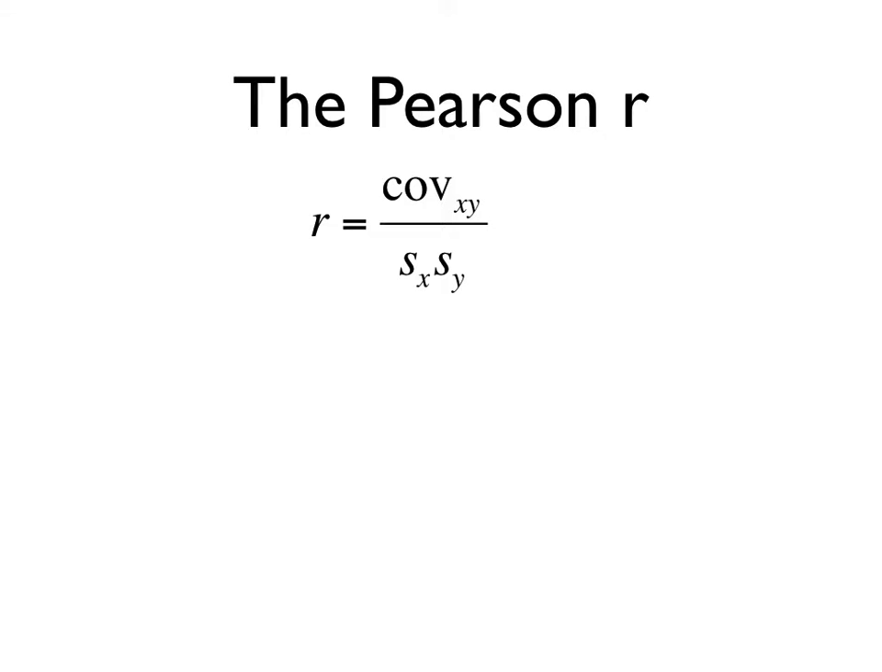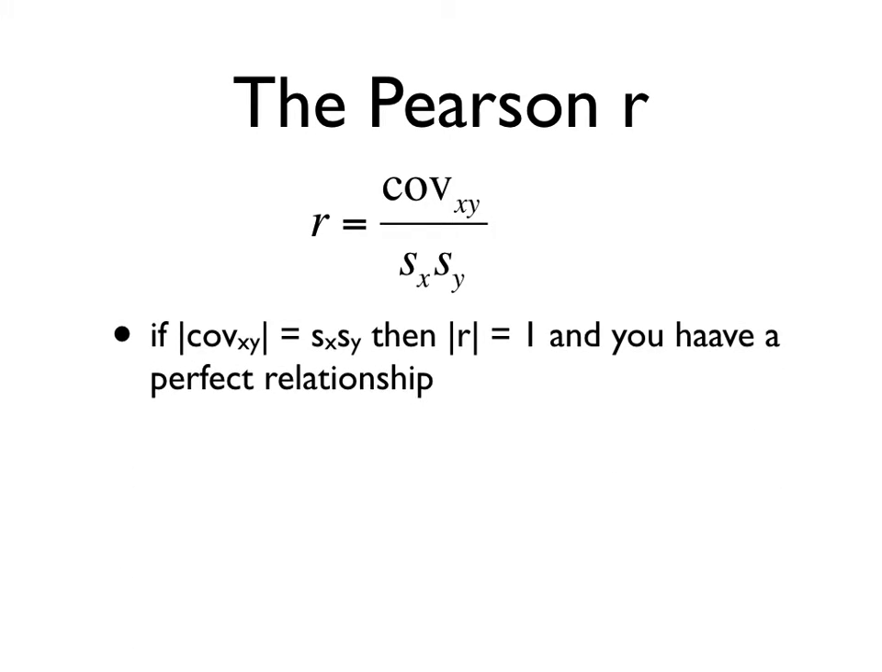So this takes the covariance of X and Y divided by the standard deviation of X times the standard deviation of Y. There's your product. So if the absolute value of the covariance of X and Y equals the standard deviation of X times the standard deviation of Y, what that's saying is, if the covariance of X and Y, how much they vary together, equals the standard deviation of one variable times the other one, that means they're perfectly correlated. That means they are actually measuring the same thing.